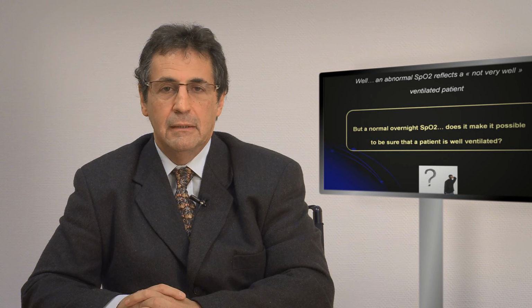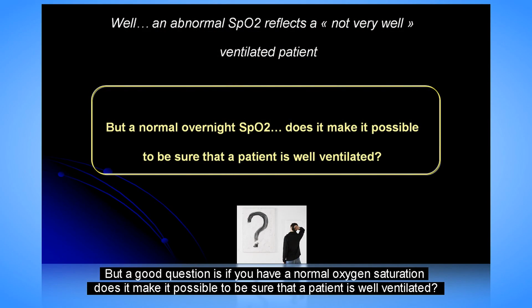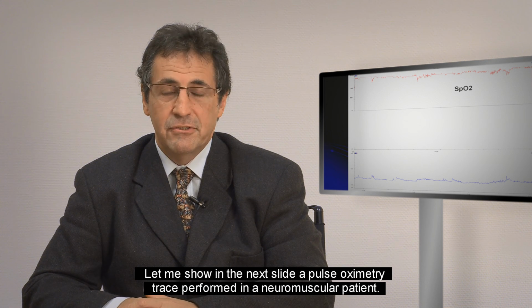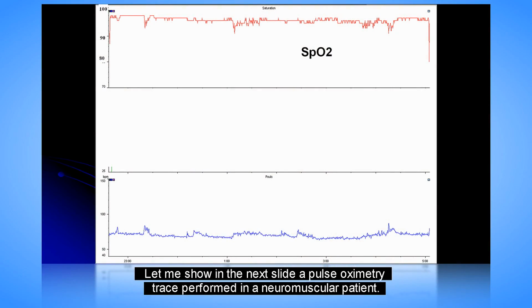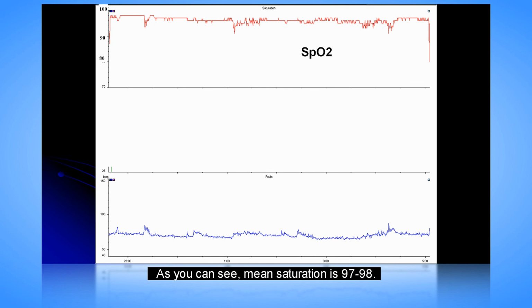But a good question is, if you have a normal oxygen saturation, does it make it possible to be sure that a patient is well ventilated? Let me show in the next slide a pulse oximetry trace performed in a neuromuscular patient. As you can see, mean saturation is 97, 98. There is a little desaturation, but never below 95.